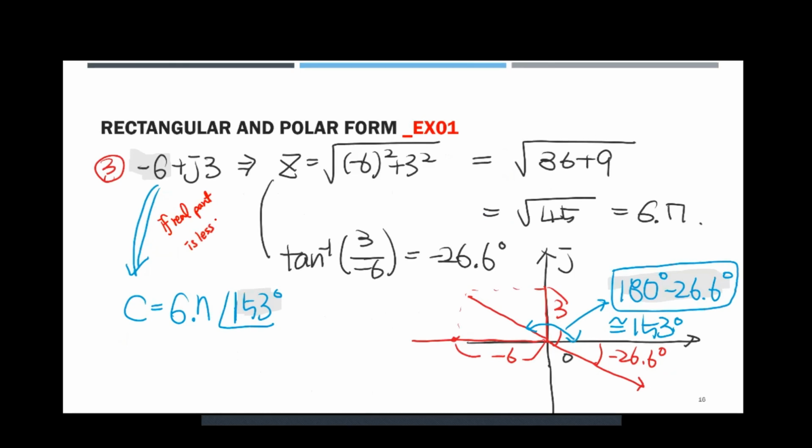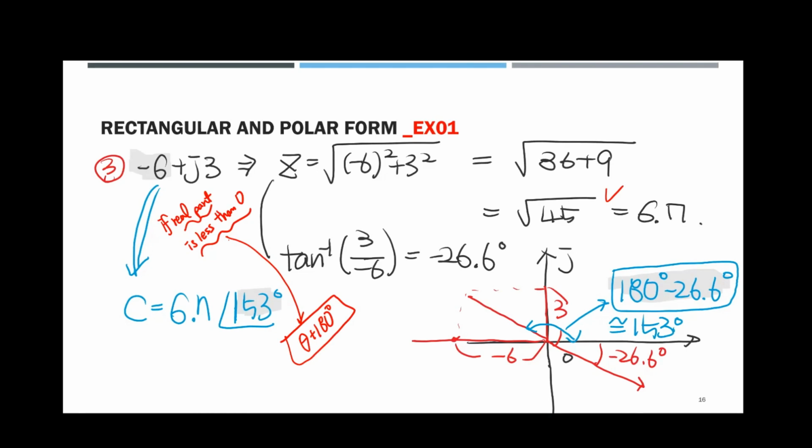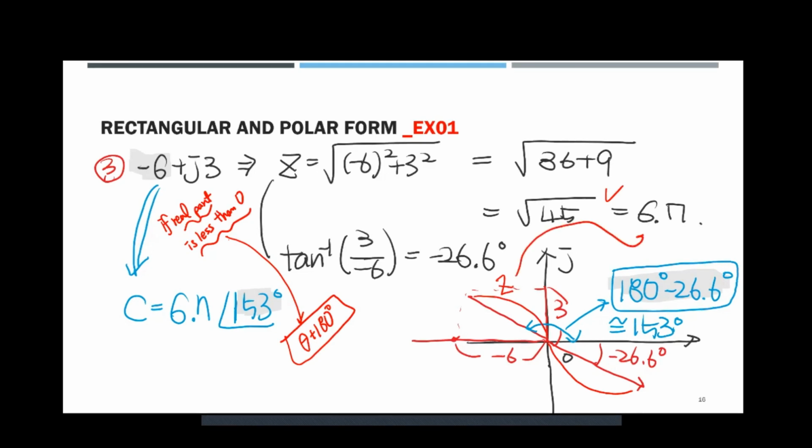But the really special case is if the real part is less than 0, meaning negative, we have to add 180. You know, that is the rule we have here, okay? So z is equal to root minus 6 squared plus 3 squared. We're going to get root 45. That was 6.7. 6.7, okay? It means the length here was 6.7. Okay. The angle minus 26.6.